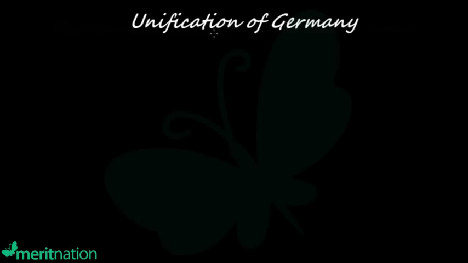Hello students, in this video we are going to talk about the unification of Germany. But the question arises, why unification? Unification because earlier Germany was not just one country. It was comprised of several smaller states. So when finally these states removed their boundaries and joined hands, a united country of Germany was created. So we are going to study about this process of unification in the video.